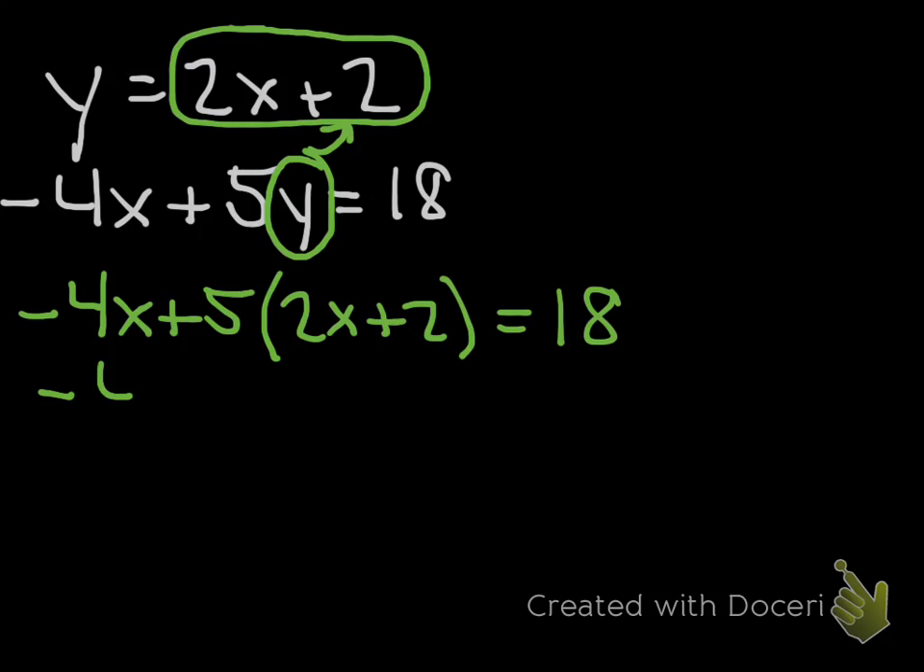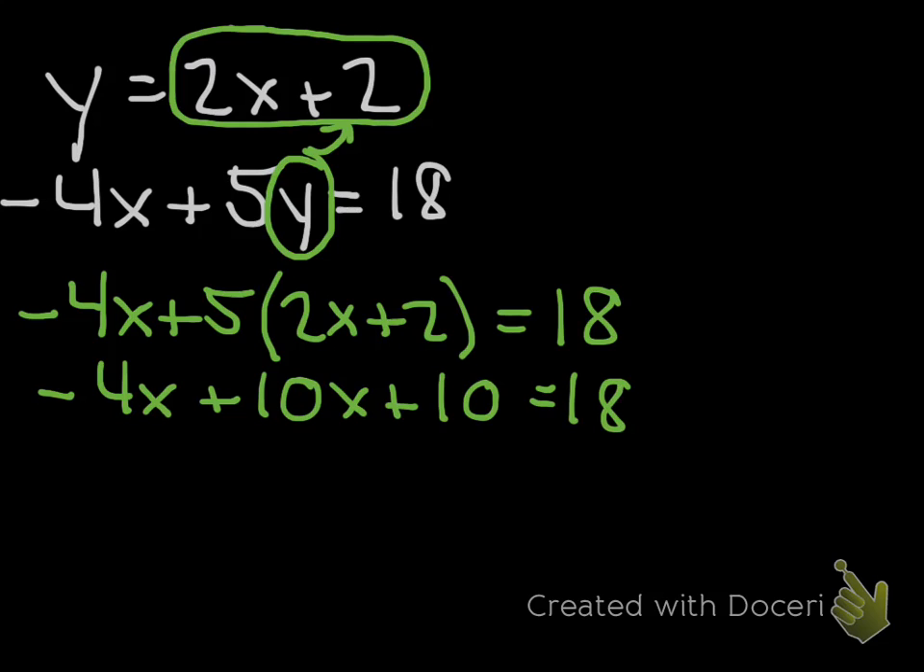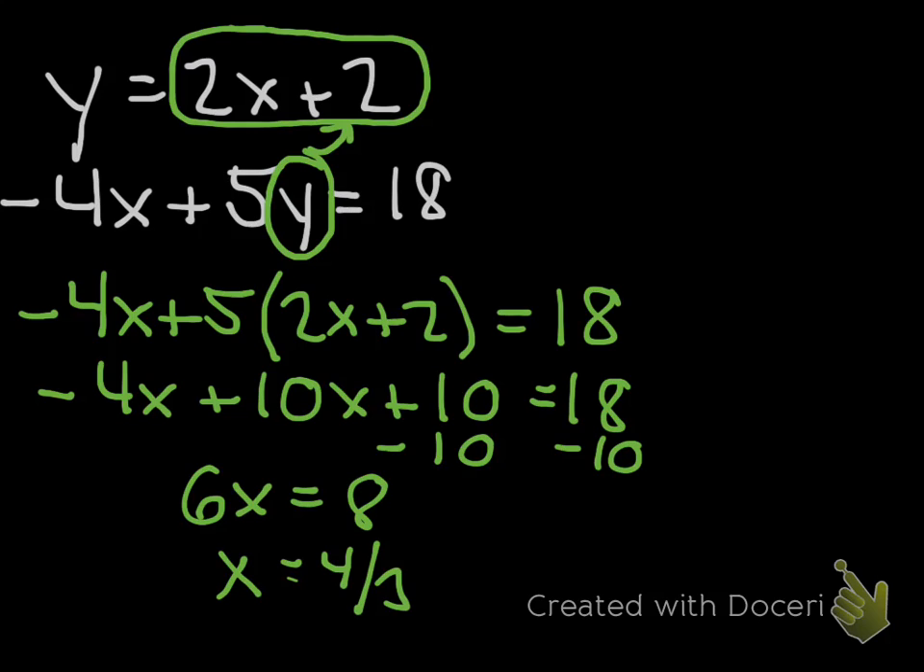I'm going to use my algebra skills here. Negative 4x plus 10x plus 10 equals 18. Simplify a little bit. I'm going to subtract the 10 over here. I'm also going to combine like terms. So I have 6x equals 8. So therefore, if x equals 8 divided by 6, x equals 4/3.